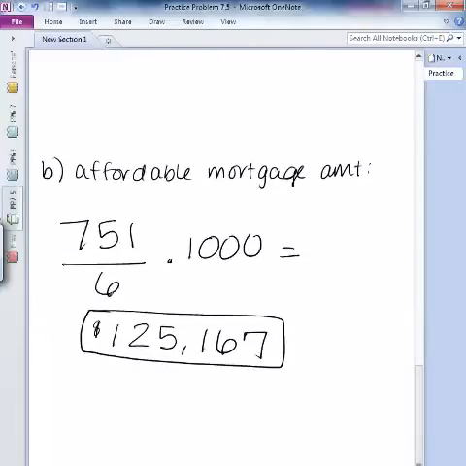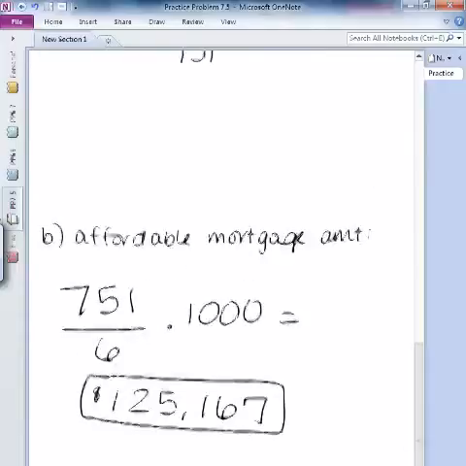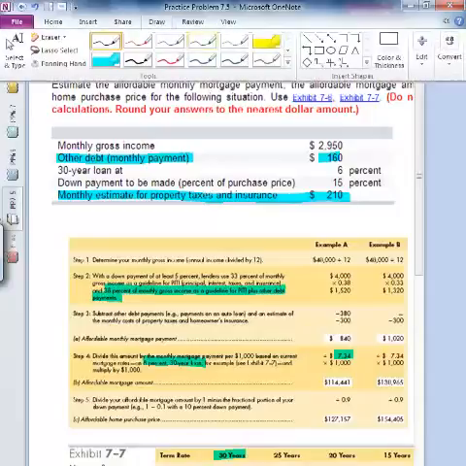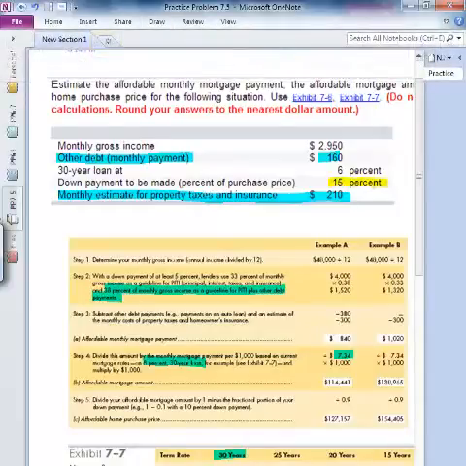But it's not the total amount I could afford for a house, because I have a down payment, so I have to account for it. I come back up to the statement of the problem, and my down payment is 15%. If my down payment is 15%, then my mortgage only represents 85% of the house. That's why in Exhibit 7.6 we divide the mortgage by 0.9, which assumes a 10% down payment. Since I put down 15%, I'm going to divide by 0.85.